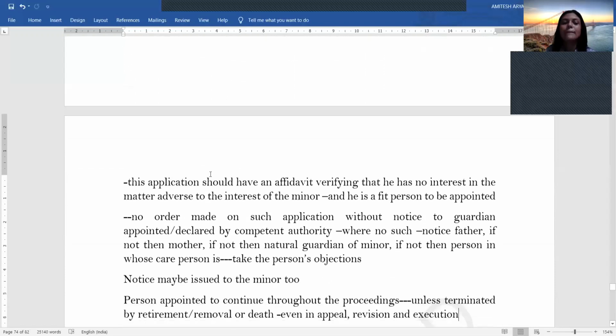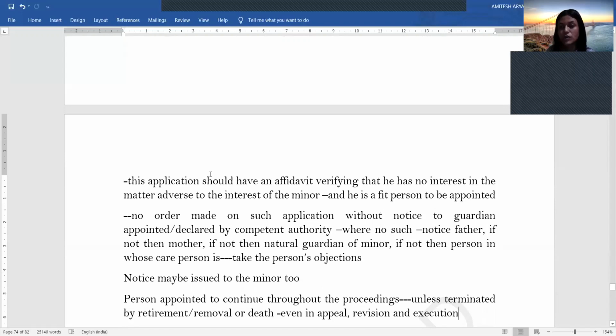And no such application will be heard and order will be made without giving notice to a guardian who was appointed or declared by a competent authority. If there is no such guardian, then first you notice the father. If there is no such father, then you give it to the mother. If there are no father and mother, then you give it to the natural guardian.